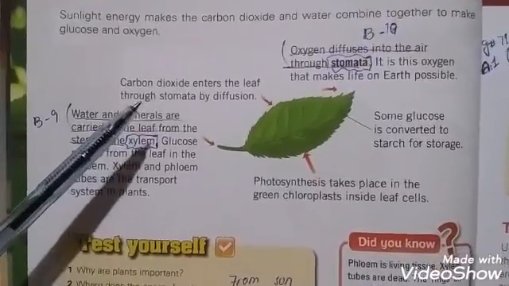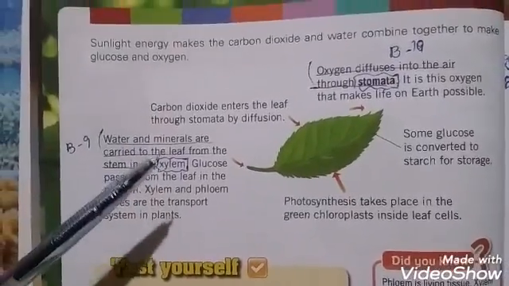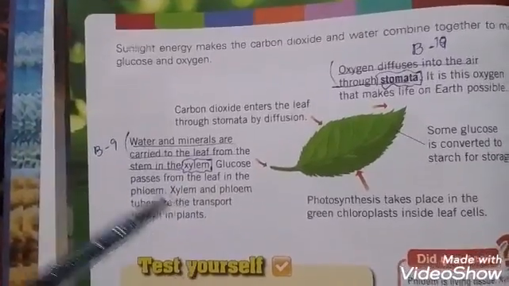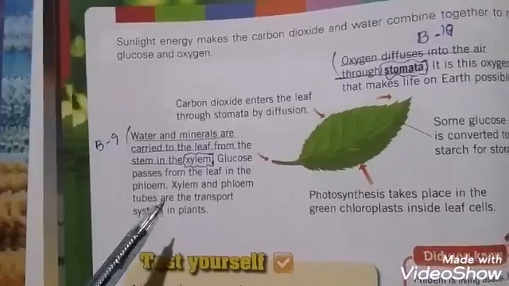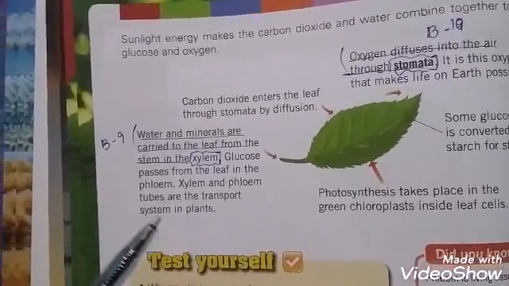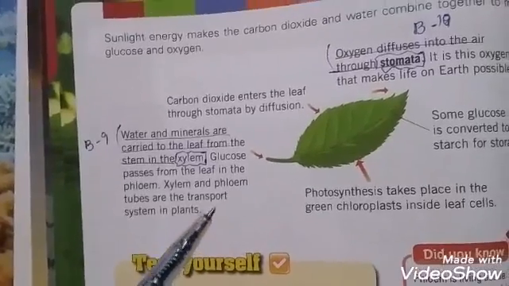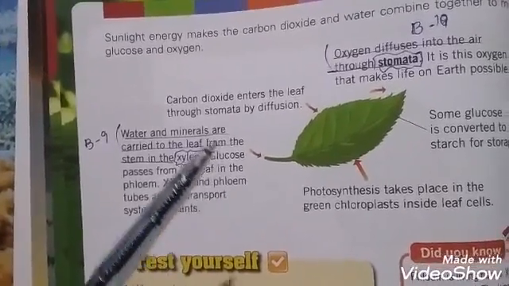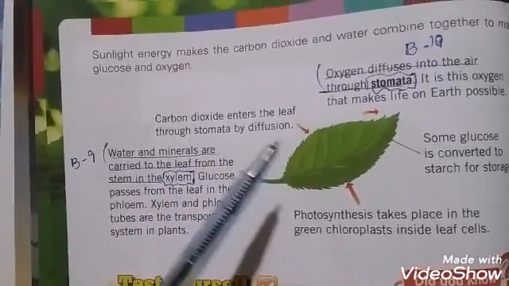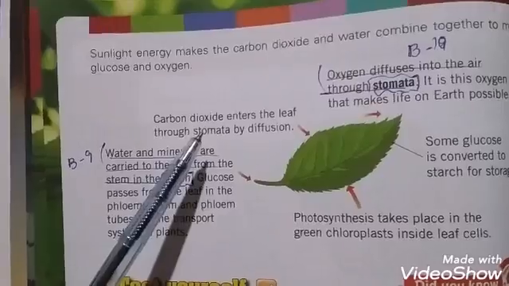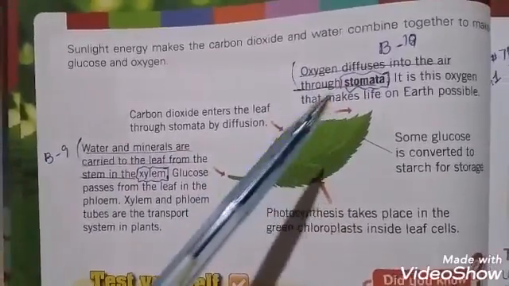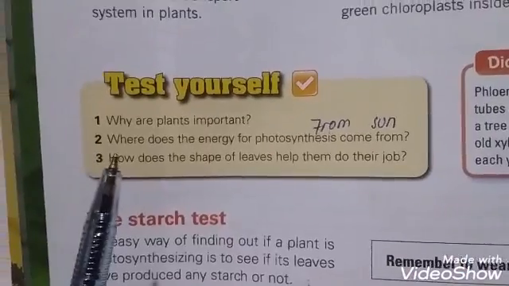Dear students, some important points: water and minerals are carried to the leaf through xylem tubes, and phloem is responsible for the food. Xylem and phloem are the tubes in the transport system of a plant. Carbon dioxide enters the leaf through the process of diffusion, through tiny holes called stomata, and also oxygen diffuses into the air through stomata.